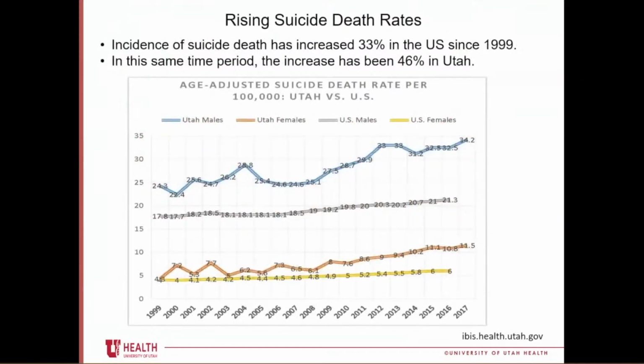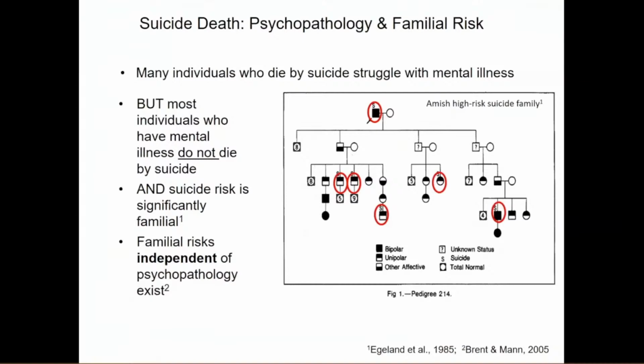Just to show you a little bit of data from what we're doing in Utah, this is also a rising health crisis. Suicide deaths have increased over 30% in the US since the late 1990s, and in the same time period, they've really increased even more dramatically here in Utah. So we have some very interesting ways of looking at risk factors for suicide. And one of the things that has been a big focus for us here in Utah is thinking about familial risk.